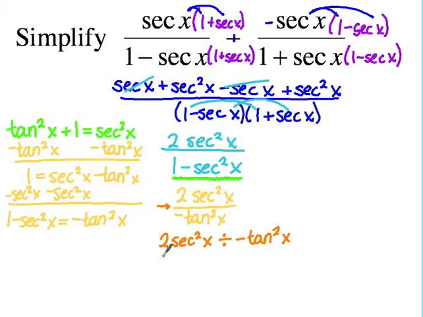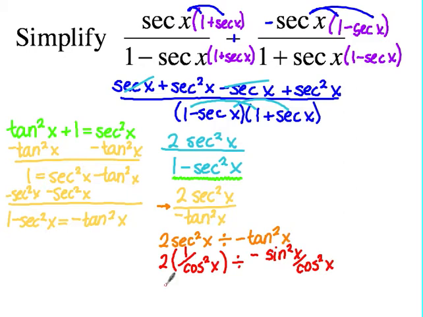What is secant equivalent to? 1 over cosine. Good job. What is tangent equivalent to? Sine over cosine. Nice job. Notice how I've just attached the squares? You can do that. So I know secant is 1 over cosine, so secant squared is 1 over cosine squared. Tangent I know is sine over cosine, so tangent squared is sine squared over cosine squared.